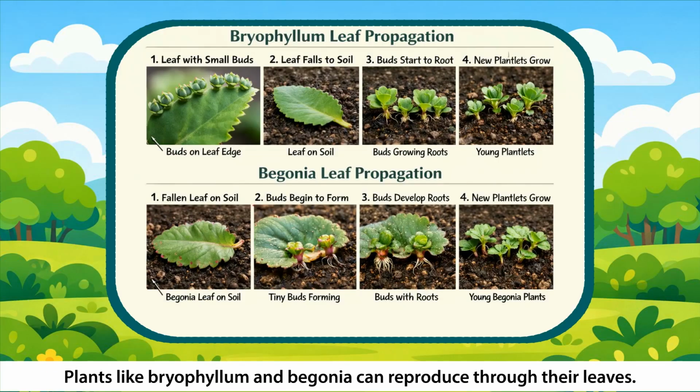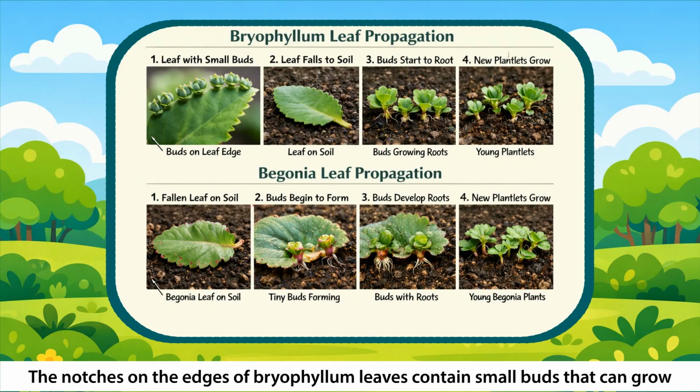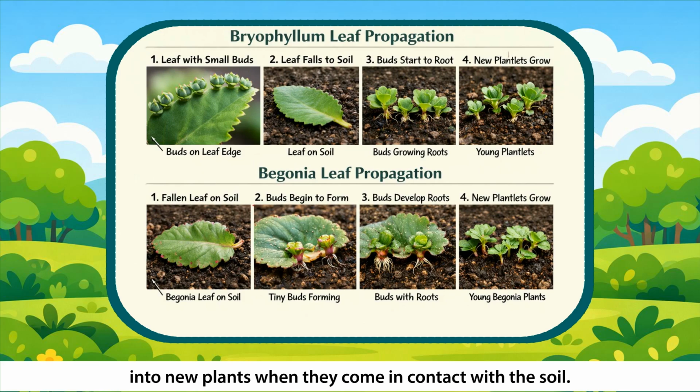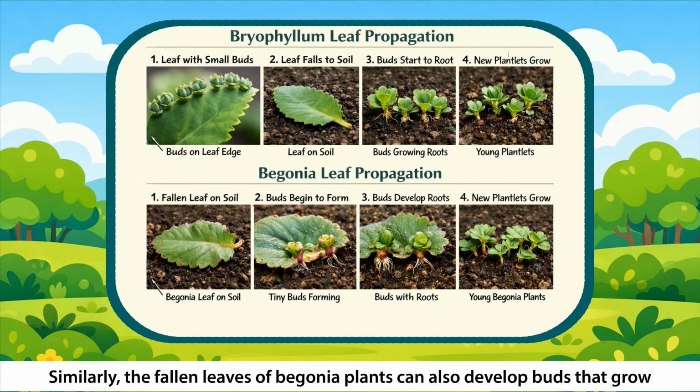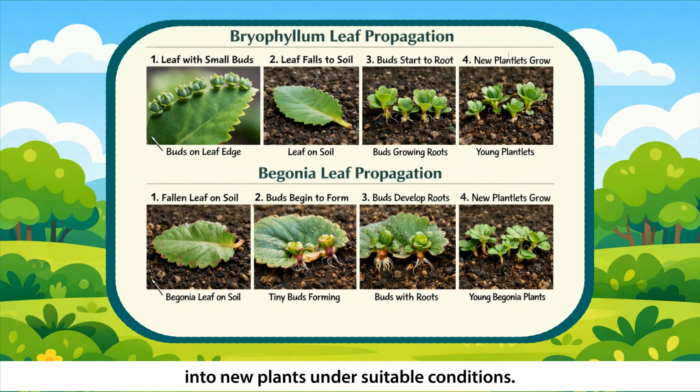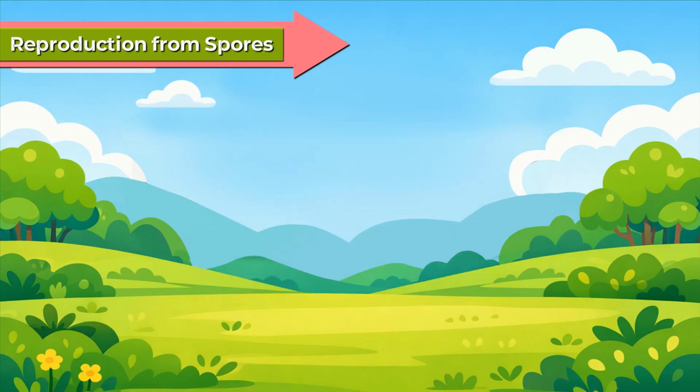Reproduction from leaves. Plants like bryophyllum and begonia can reproduce through their leaves. The notches on the edges of bryophyllum leaves contain small buds that can grow into new plants when they come in contact with the soil. Similarly, the fallen leaves of begonia plants can also develop buds that grow into new plants under suitable conditions.